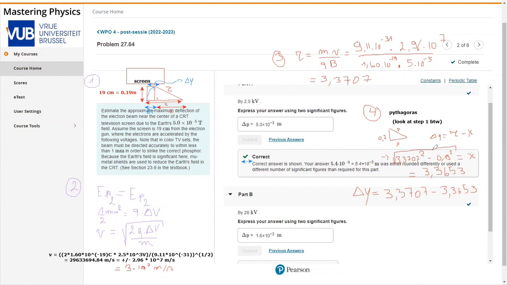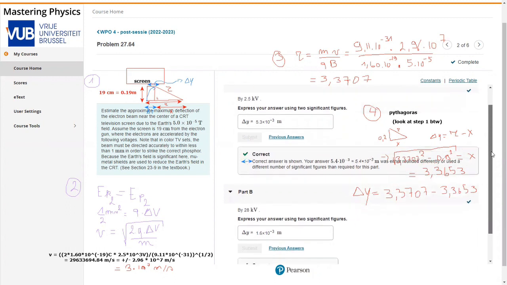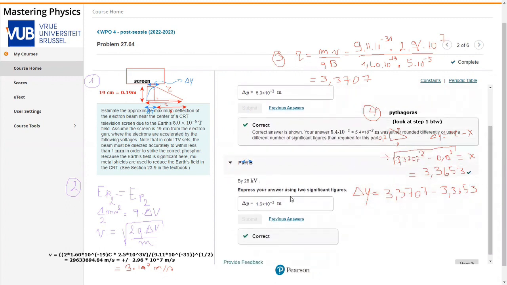Then you have to do this. Maybe if you can read what I wrote, just 0.19 squared, and then you have to take your r, because r is much larger than your x. You have to do it like this, minus this x, and we will have this one. It's the same step for part B also, so don't worry, you'll be fine. So let's go for the next one.